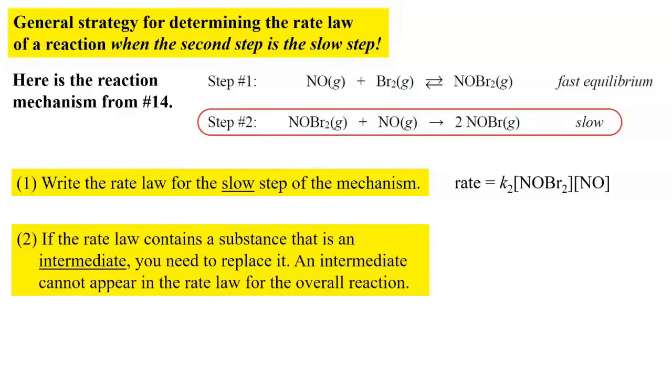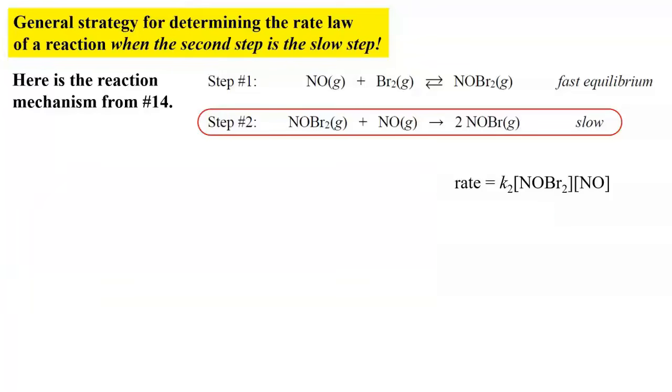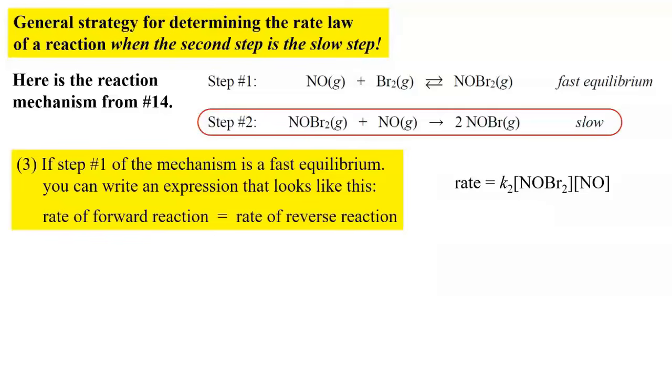Then the next step in the process is if the rate law contains a substance that is an intermediate, which in this case it does, you need to replace it. An intermediate cannot appear in the rate law for the overall reaction. So we have to do something to replace the intermediate. And what we're going to do is focus on step 1. So if step 1 of the mechanism is a fast equilibrium, then you can write an expression that looks like this. Rate of the forward reaction is equal to the rate of the reverse reaction.